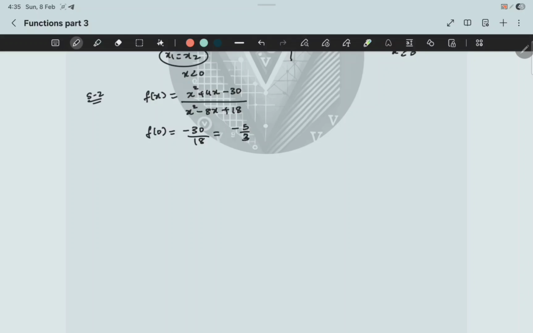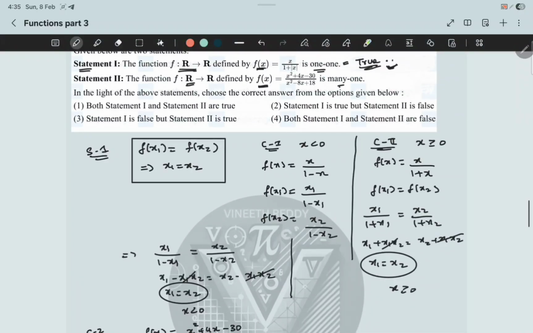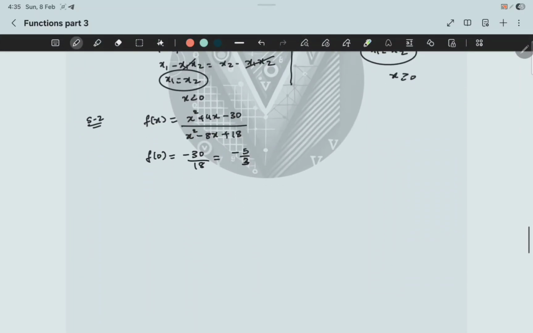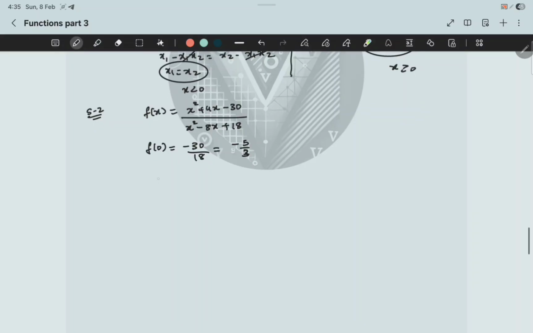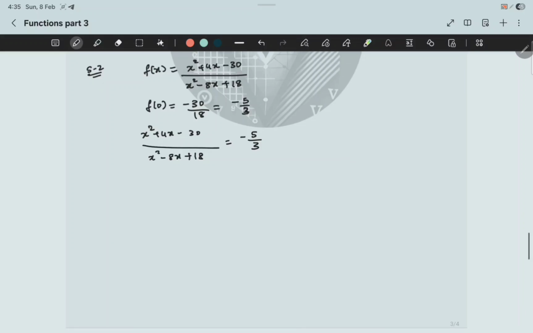Now why 0? Probably you may ask, why am I replacing x with 0? I can replace x with any number, because the input set contains all real numbers. But I think f of 0 calculation is very easy, so I'm trying with that. I'm just checking x square plus 4x minus 30 divided by x square minus 8x plus 18. I'm equating this to minus 5 by 3 because this is one of the outputs now. And let me check if we get minus 5 by 3 for any value other than 0.